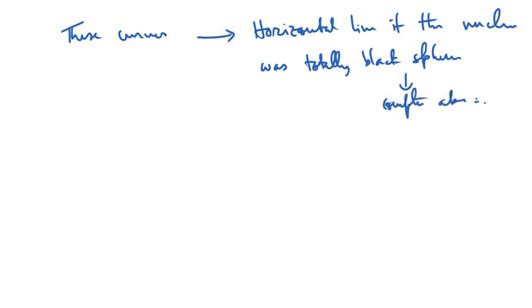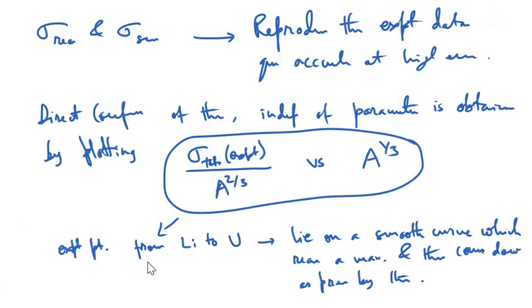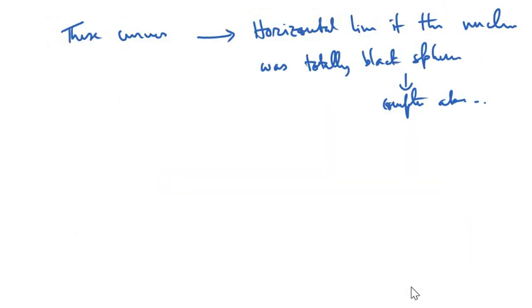I am saying that experimentally we find if we do this plot, we observe a smooth curve which reaches a maximum and then the curve slowly comes down as predicted by the theory. I will show you the theoretical results.